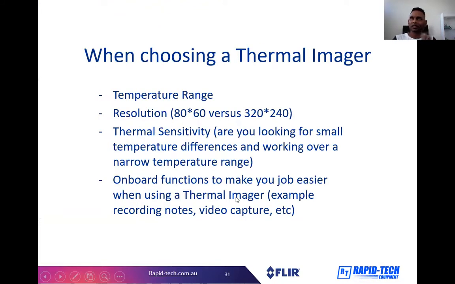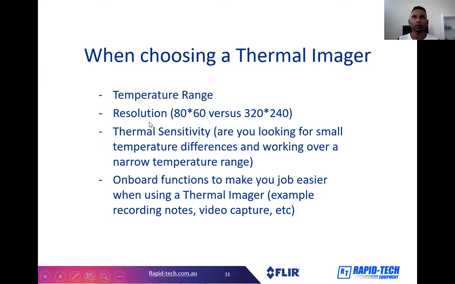The key things when choosing a thermal camera, obviously, is the temperature range. This is all to do with the temperature range you're working over. Some cameras have a range of 150 degrees, others have 400 degrees, you can go up to 650, you can go up to 1,500. So it depends on the actual temperature range you're working over.